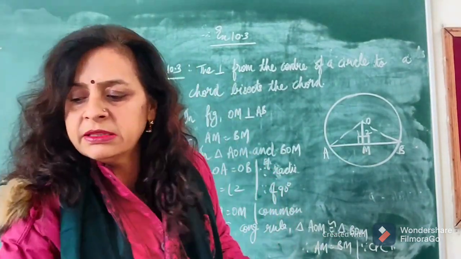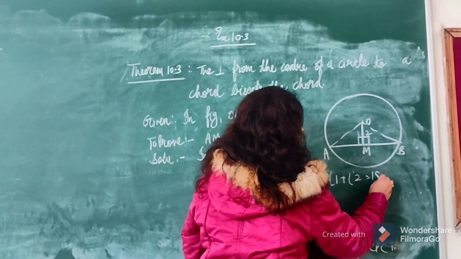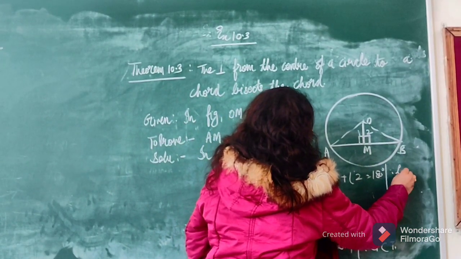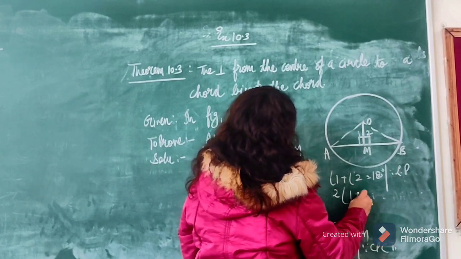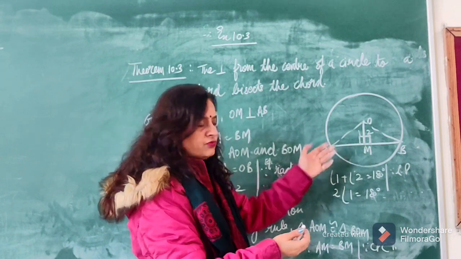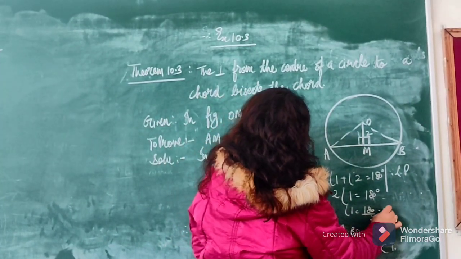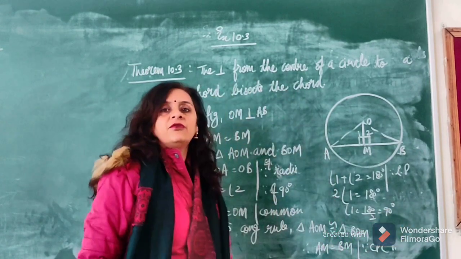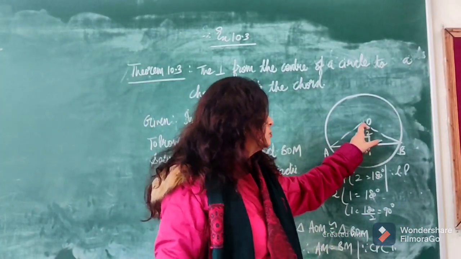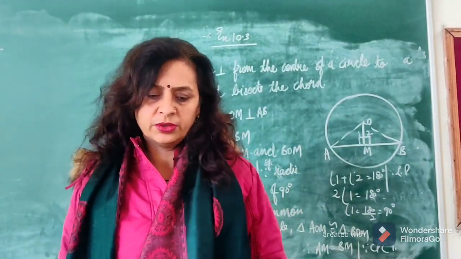So if they are making a linear pair, that is, angle 1 plus angle 2 is equal to 180 degrees because of linear pair, and twice of angle 1 is equal to 180 degrees because angle 1 is equal to angle 2, which you just proved. So angle 1 is equal to 180 divided by 2, which is equal to 90 degrees. So when a line is drawn through the center to a chord which bisects the chord, it will be perpendicular to the chord.